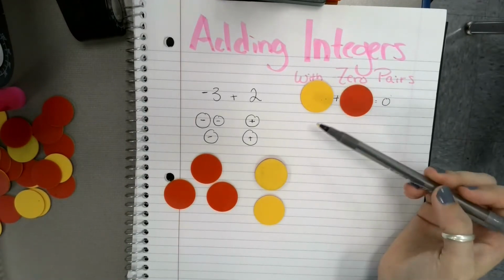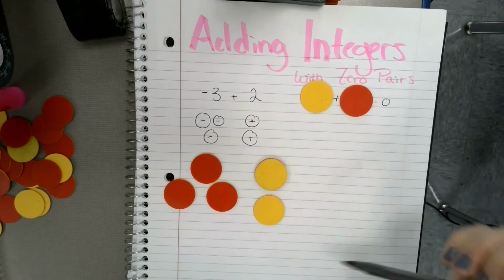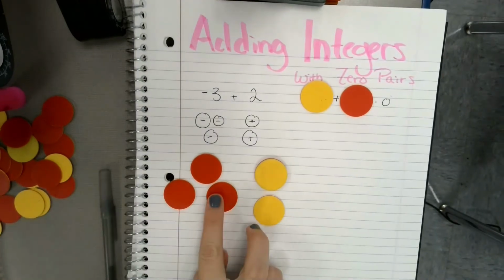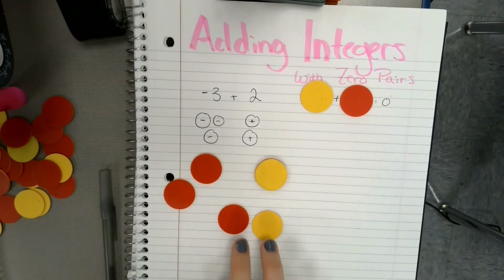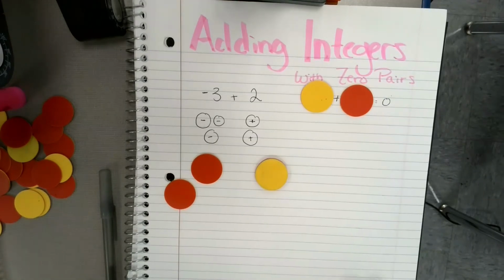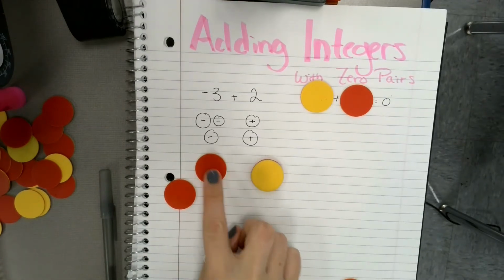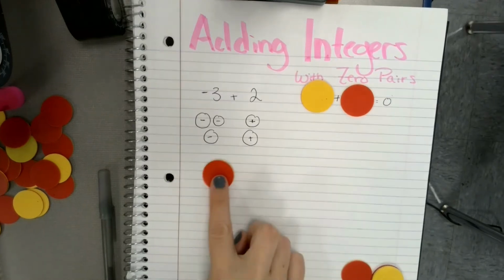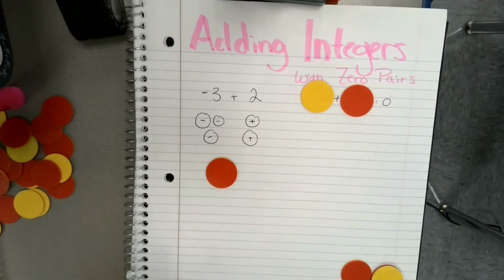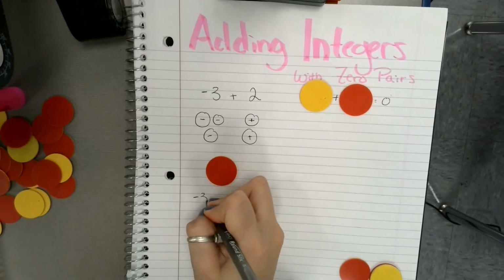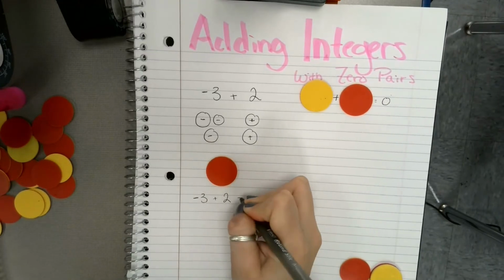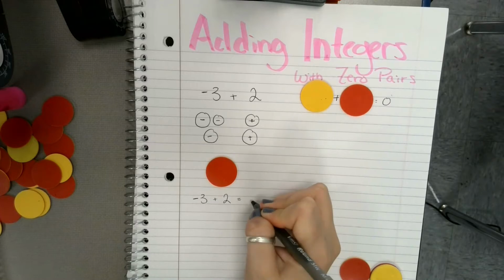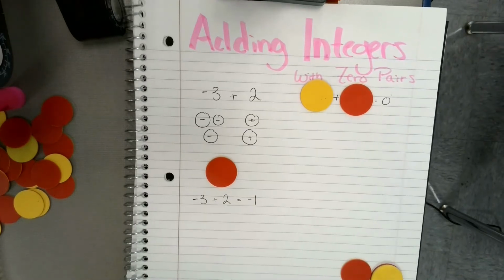So I'm going to make zero pairs with what I have here. Well, this positive and this negative, they make a zero pair, so I can take them away. This positive and this negative, they make a zero pair, so I can take them away. What do I have left? I have 1 negative left. So 3 negatives and 2 positives added together have a sum of -1.